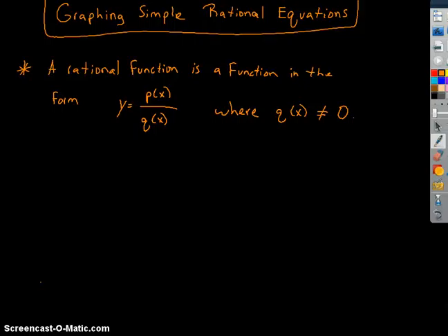All right, so we're going to graph simple rational equations. First of all, understand this. A rational function is a function in the form y equals some polynomial divided by another polynomial, where the one on the bottom can't equal 0. All right, so that's what it is.